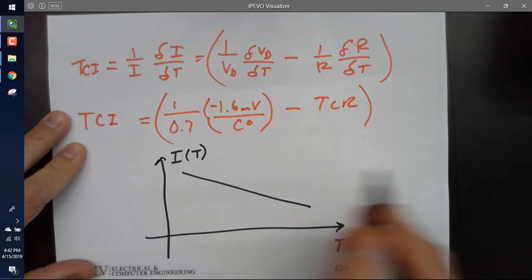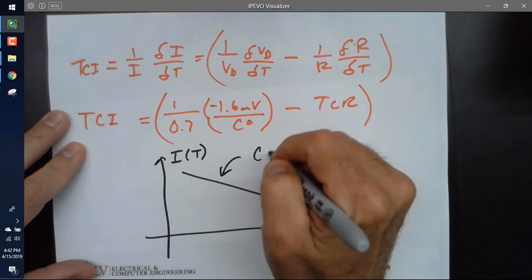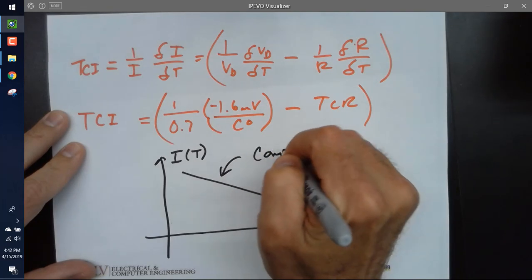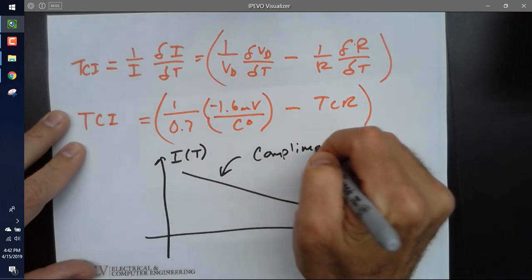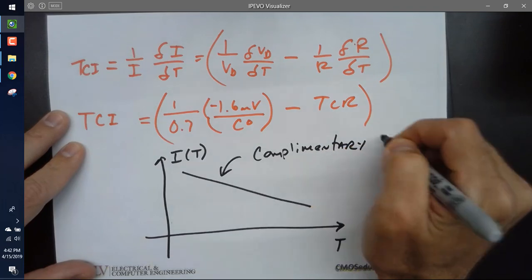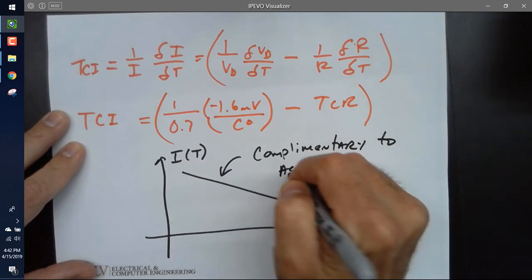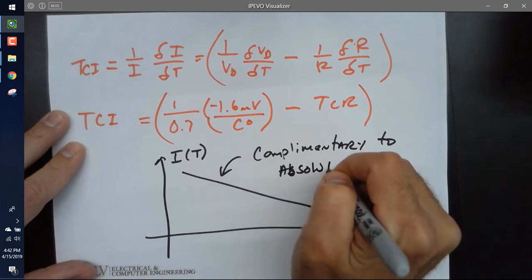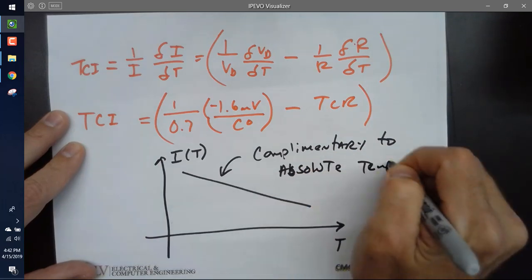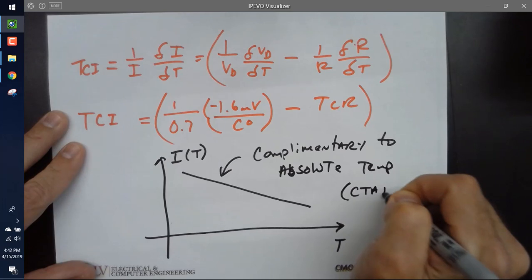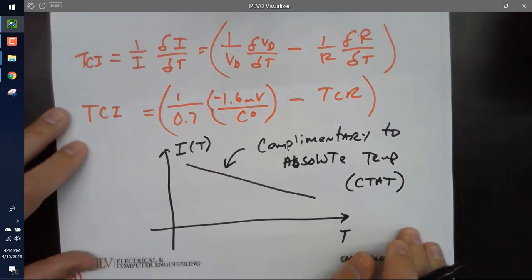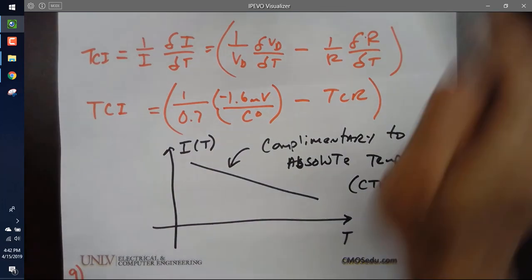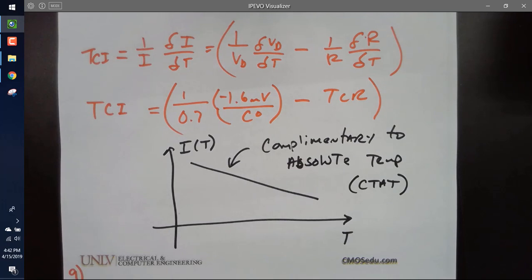All right? This is called complementary to absolute temperature, or CTAT. And that's a term of art that's used in engineering. When you say something is CTAT, that means that it has a negative temperature coefficient and it goes down with increasing temperature.